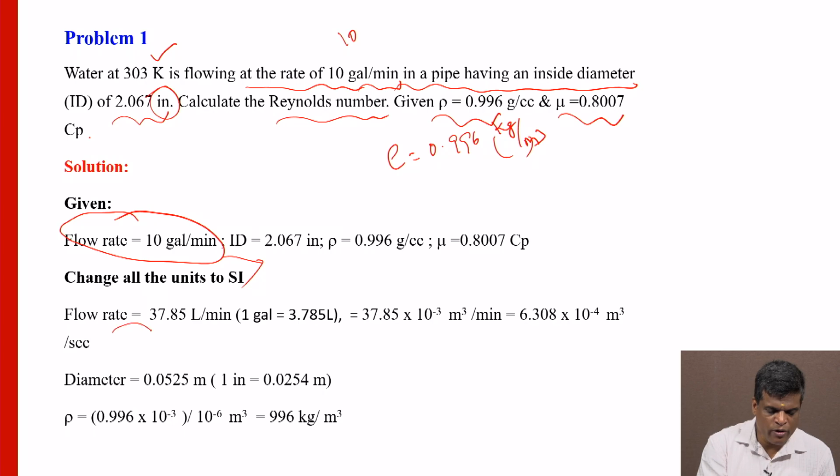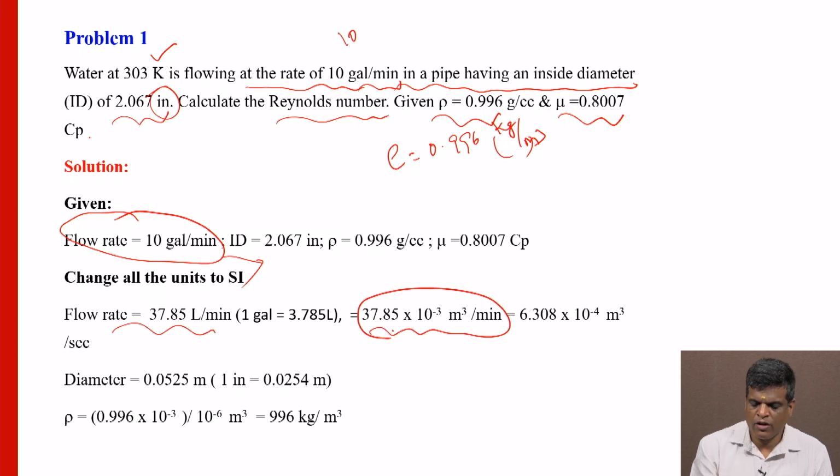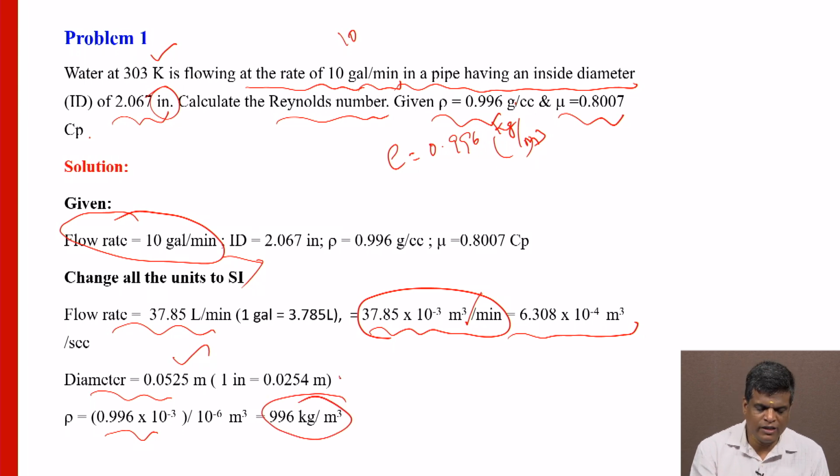So, the flow rate we convert into meter cube per minute, then meter cube per second, because minutes must be converted into seconds. In the same way, the diameter, 2.067 inch ID, is converted into meters. The density, in gram per cc, you convert into kg per meter cube. So, finally, we have all values in SI units. Now we can solve for the Reynolds number.